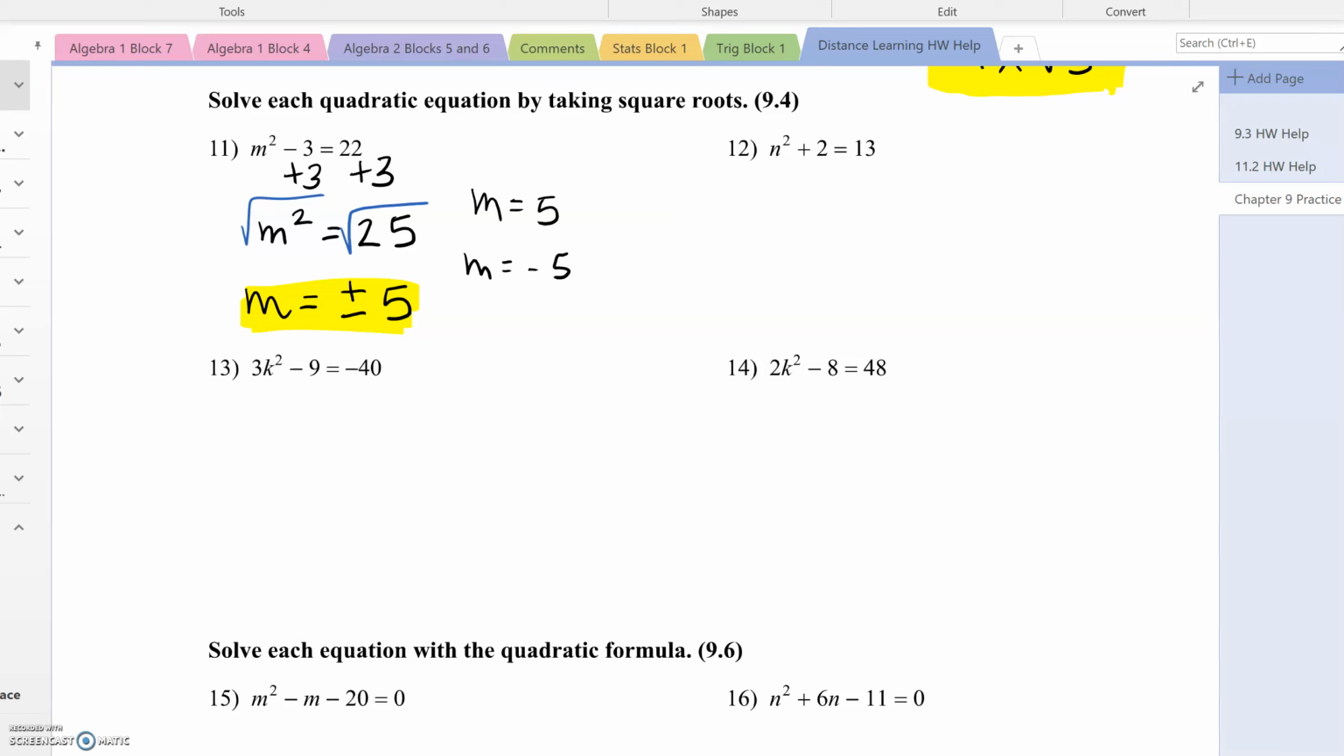All right, in problem number 12, again, same idea. We want to get the variable completely by itself. So for that, I'm going to subtract 2 from both sides. So I get n squared equals 11. Now I'm trying to get the variable completely by itself, but I'm squaring it. So in order to undo squaring it, I'm going to take the square root of both sides. So n equals plus or minus just the square root of 11. There's nothing that I can do to simplify the square root of 11. There are no perfect squares in it.